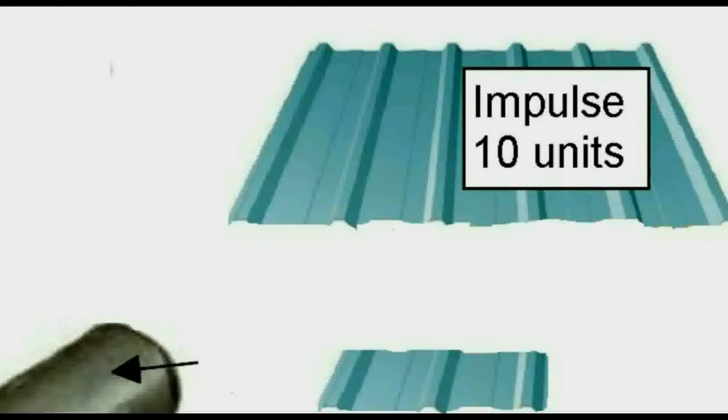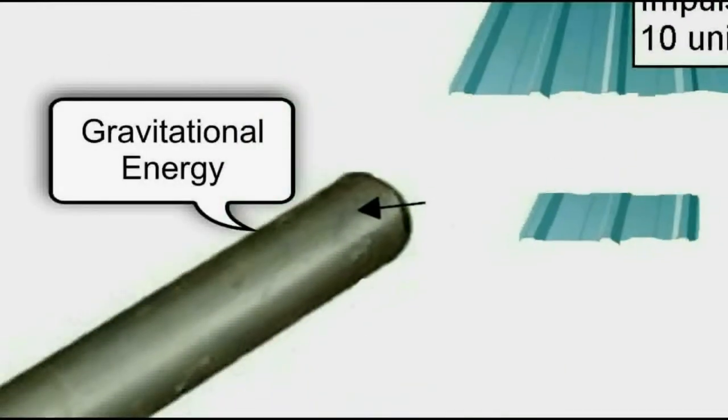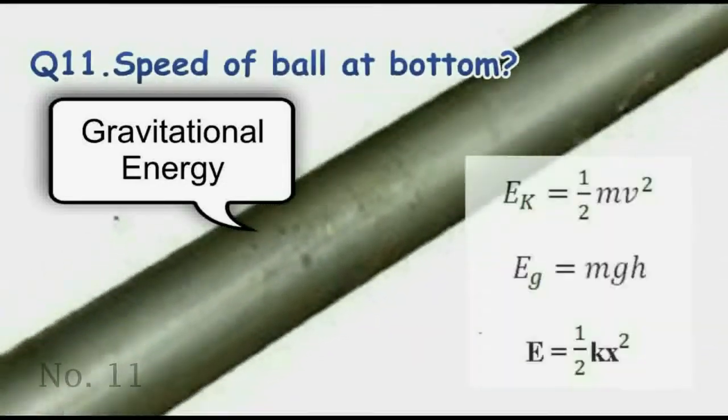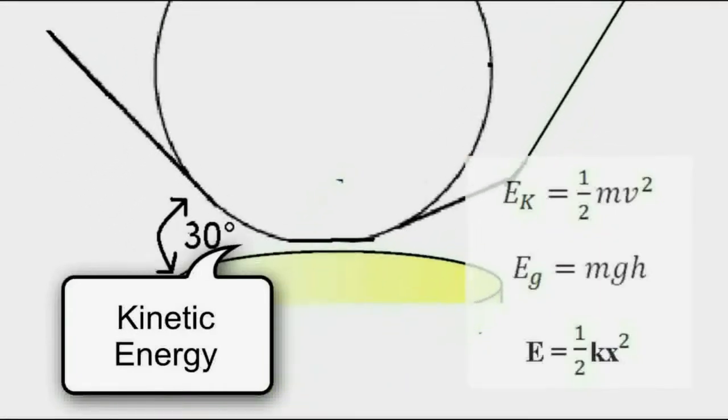Our next question is, what is the speed of the ball at the end of the pipe? Now, as gravitational energy does get converted to kinetic energy at the bottom, that's the best way to find out what the actual speed is.